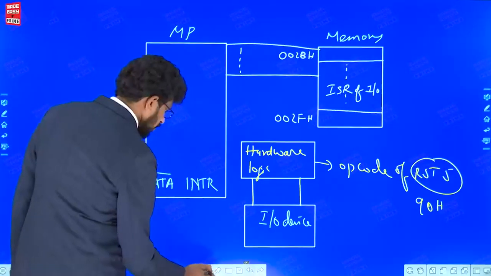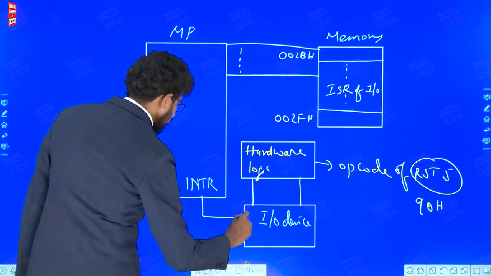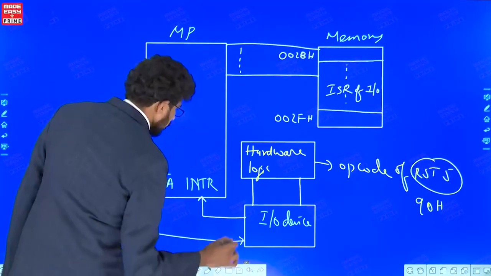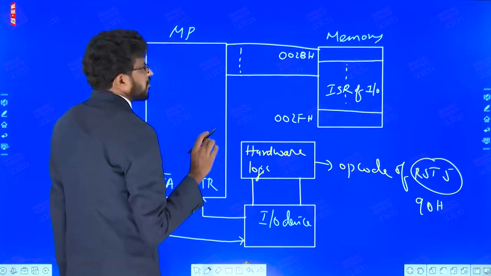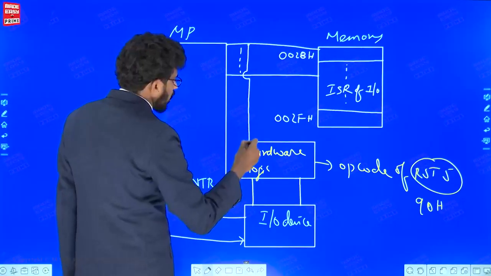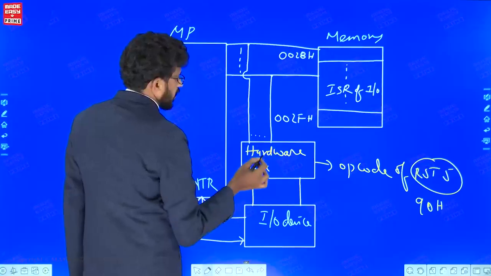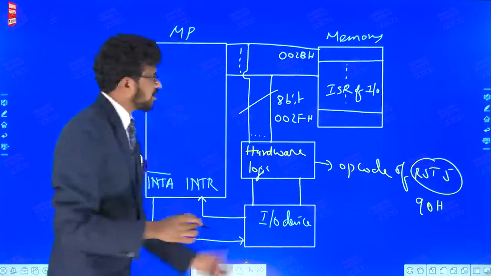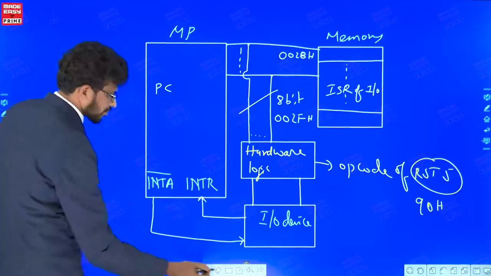So this is the sequence, how it follows. Let us discuss now. INTR is connected with this, and INTA is also ready. Don't forget that the hardware logic is connected to the lower 8 bits of the address bus. It's not 16. So the opcode is 8 bit only. Whenever the bus is striked off and written like 8, you should understand that the bus length is 8 bits. And here is the PC, program counter.